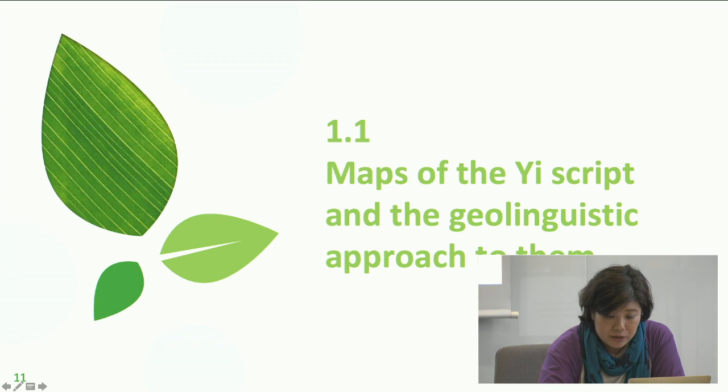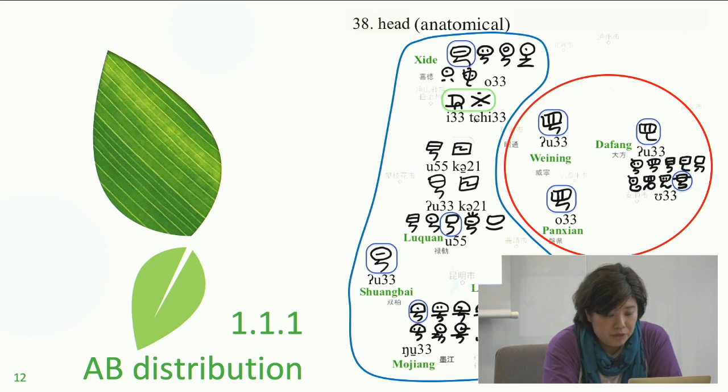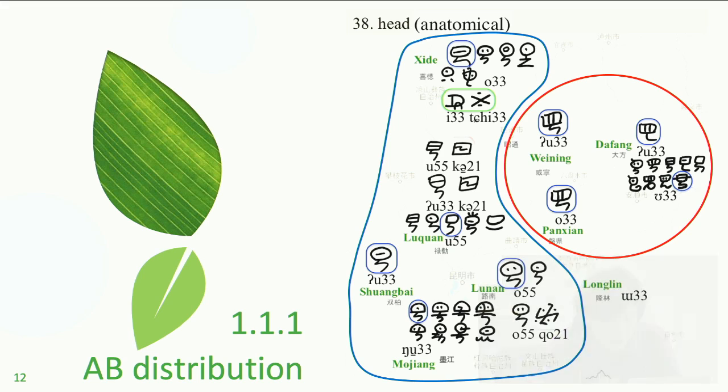Now let's have a look at several maps of e-characters and their results. This is the first example. This map demonstrates the distribution. From this map, we can tell that distinctive allographs in the red circle area may have occurred only in the eastern dialect region, in particular in the Kuizhou area. Therefore, this character form can be regarded as a regional character in this Kuizhou area.